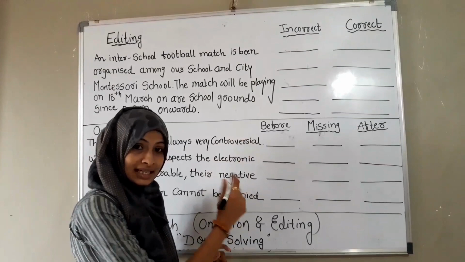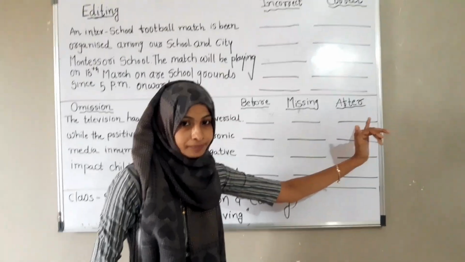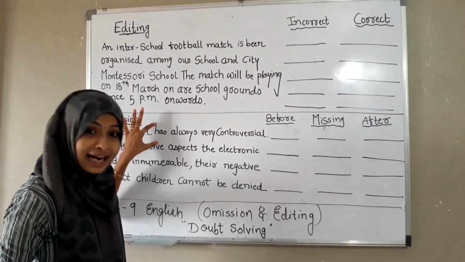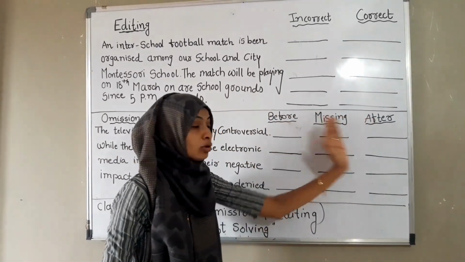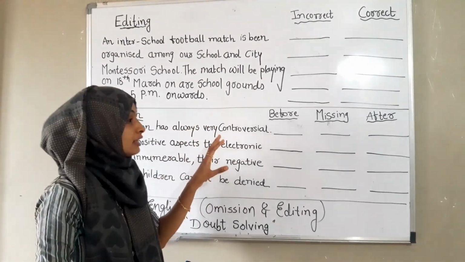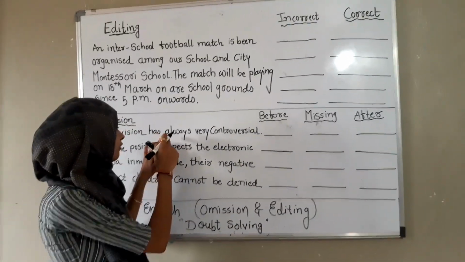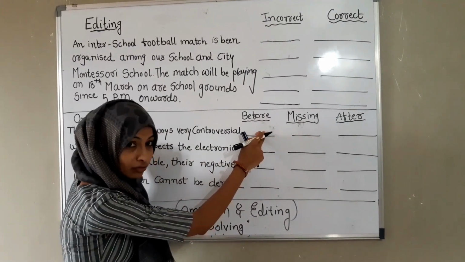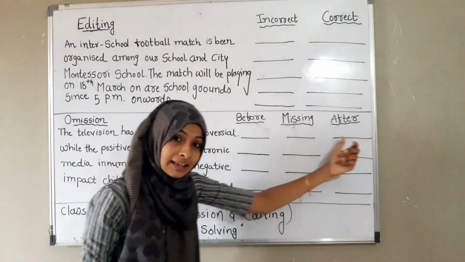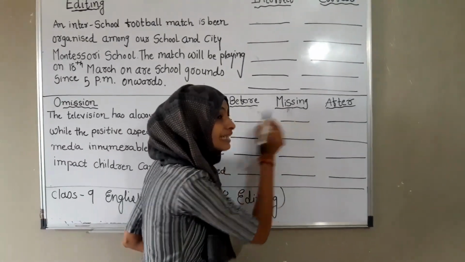So, in omission, 3 blanks will be given: before, missing and after. The before and after words are already given in the line, but in between these 2 words, one word is not given. That is called omission. So first of all, we have to write here the before word. Which word is there? We have to find it first. Then, which word is after the missing word? We write that here. And in between these 2 words, which word is omitted? We write that missing word here.